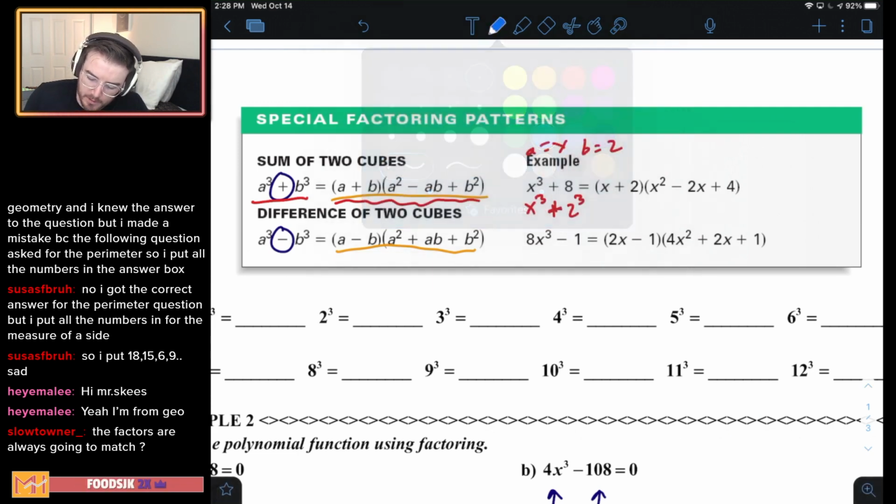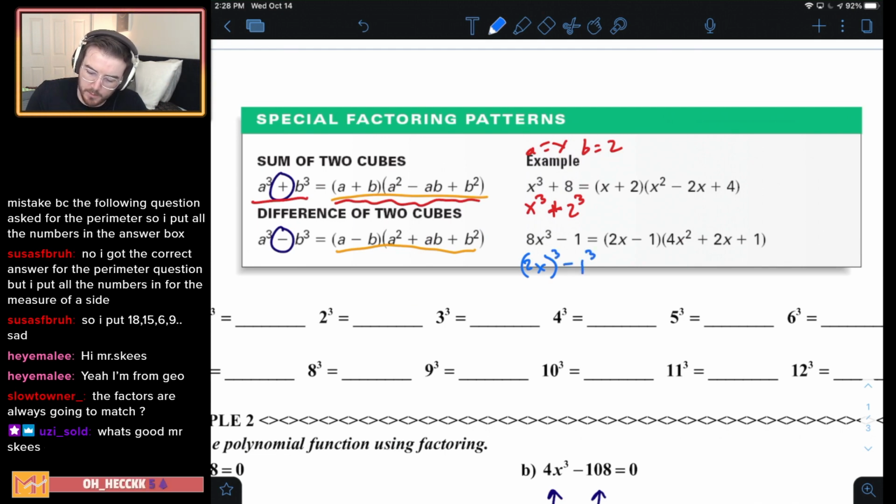You see how that's matching up? Take a look at this one. This is 2x cubed. And this is 1 cubed. So a is 2x. B is 1. See how that's matching up there?